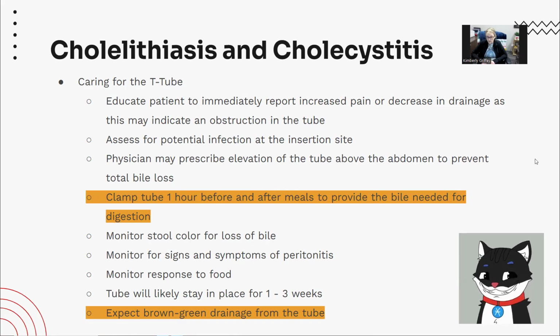You may have to clamp the tube an hour before and after meals to provide the bile needed for digestion. And this also helps determine how well the bile duct is working and if the T-tube can be removed. If they start to have distress, you're going to unclamp it immediately. Over time, the time the T-tube is clamped should be increased until it can eventually be removed.